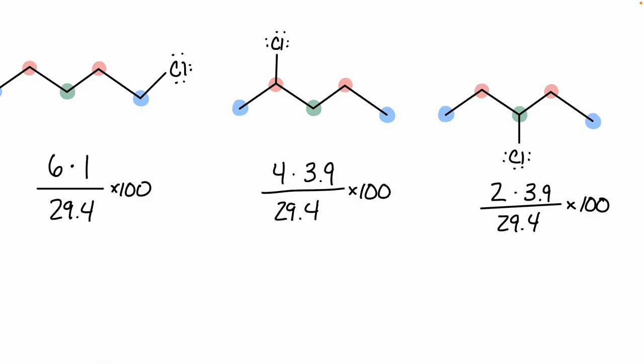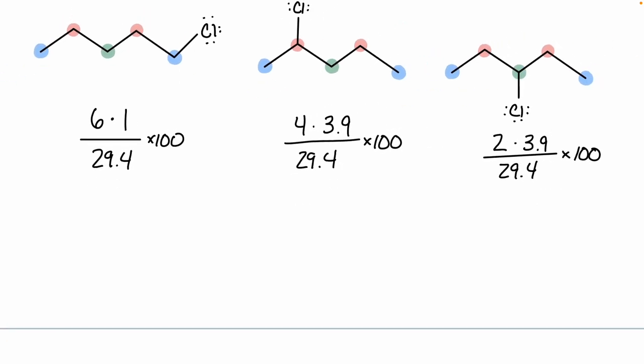All right, and at the end of the day, we find that the one chloropentane will make up about 20% of our product. The two chloropentane will be 53%, and the three chloropentane 27%.